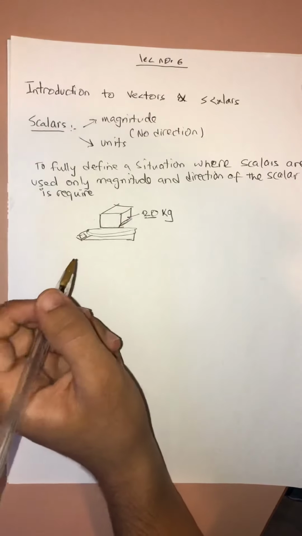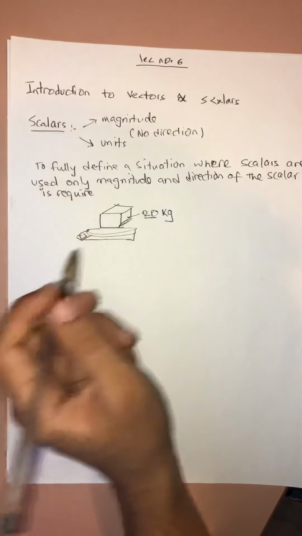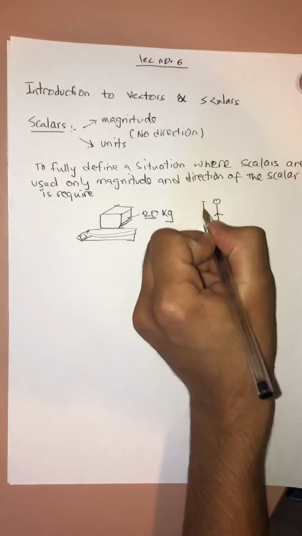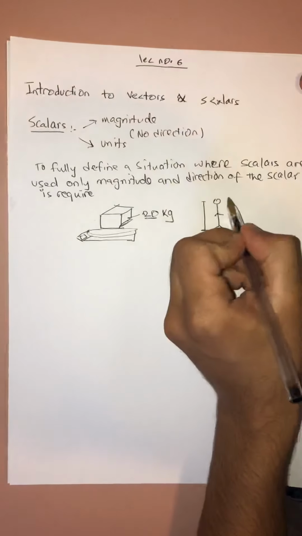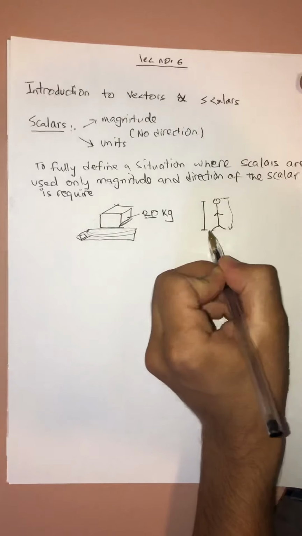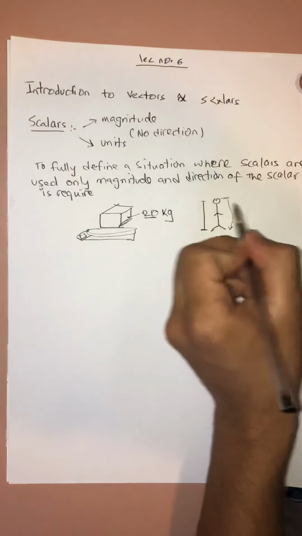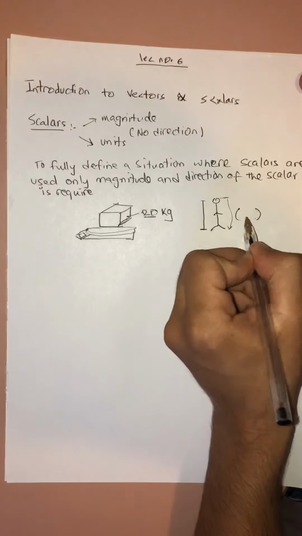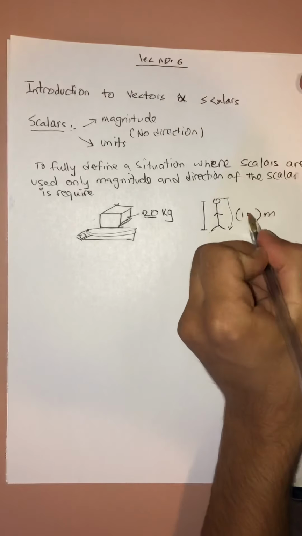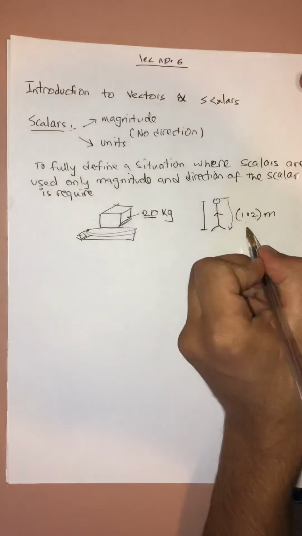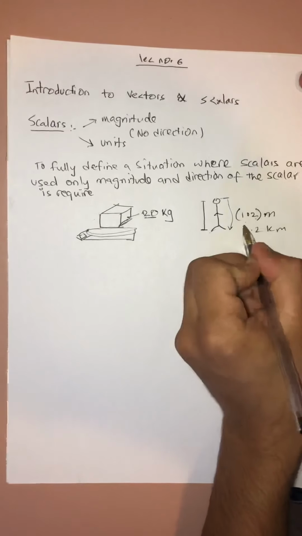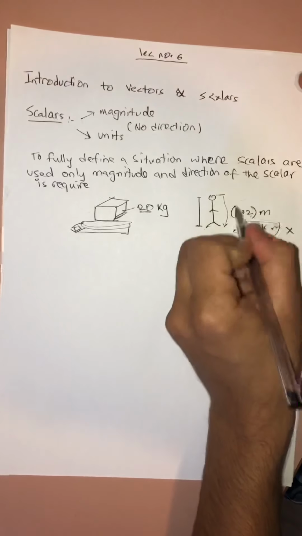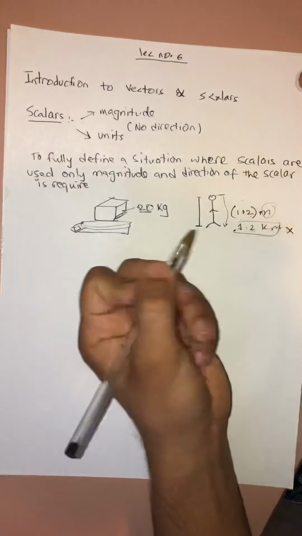You can have another example about length as well, because for instance, you have to measure the height of this person. You can measure it from the top to bottom or bottom to top. It doesn't matter. What matters is the number that you will be using to measure the length, and the units. For instance, if you say 1.2 meters, okay, fine. But if you say 1.2 kilometers, no, this is not possible. So that means to fully describe this situation, you only need a number and a unit.